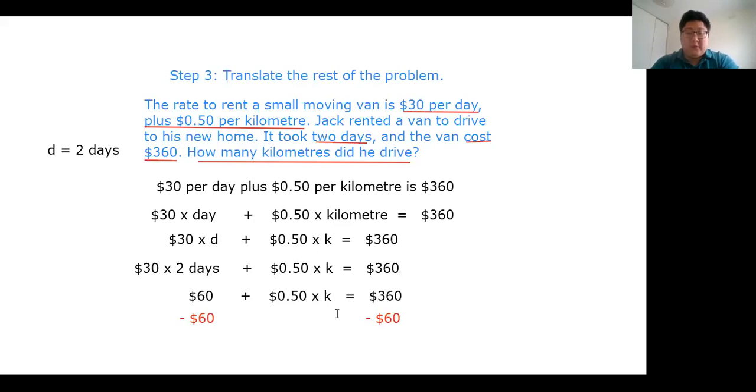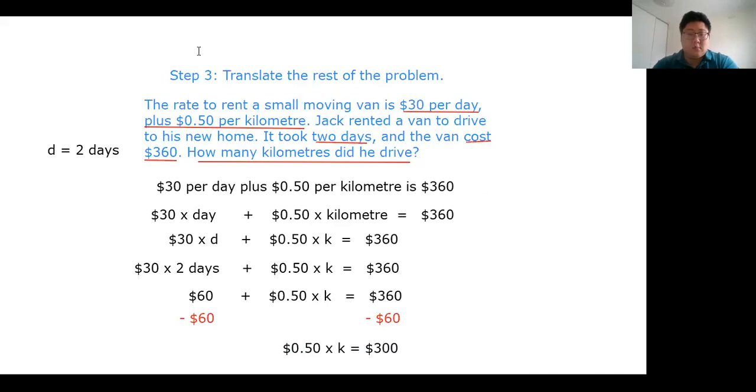So now, after we do that, we evaluate that. That's 60 take away 60 is 0, and 360 take away 60 is 300. We are left with our 0.50 times K equals $300. And I'm going to change that back to black. And from that point, I'm going to move on to the next page in a moment.